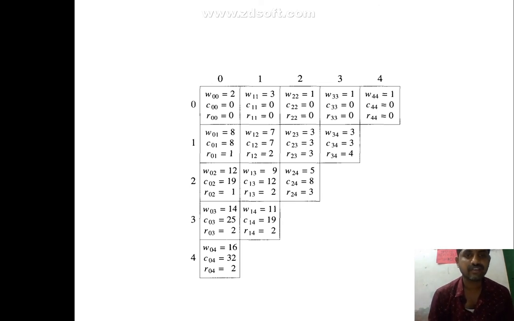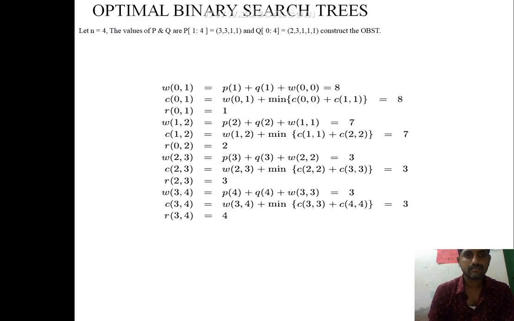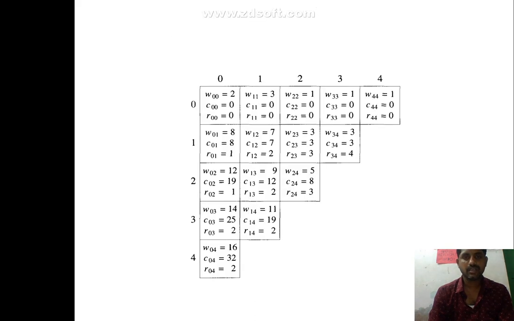Using these equations, W of i comma j and C of i comma j, we have to construct the tree, and R is the root. Whenever we consider W of 0 1, which satisfies the particular condition, we can use R of 0 1. That is for each tree T of i comma j, so that the optimal binary search tree can be constructed. Now, how to construct the optimal binary search tree, we can see here.